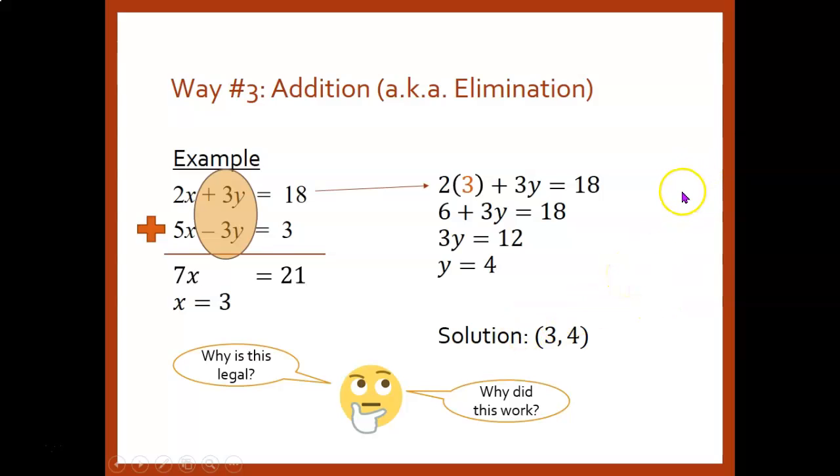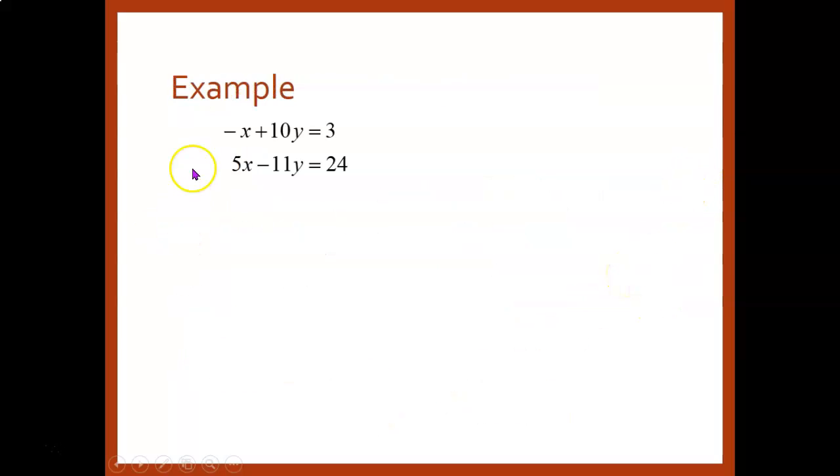So let's look at another example. Here, the two equations that make up our system are negative x plus 10y equals 3 and 5x minus 11y equals 24. Now here, if we just go ahead and add these two equations together, the negative x plus 5x gives us 4x. The plus 10y minus 11y gives us minus y. The 3 plus 24 gives us 27.